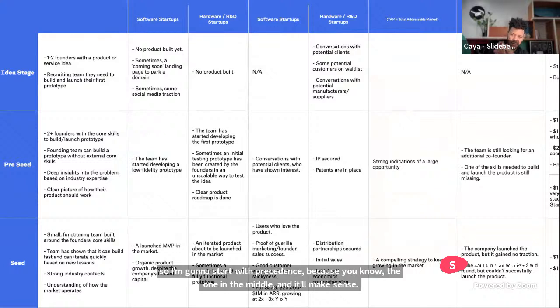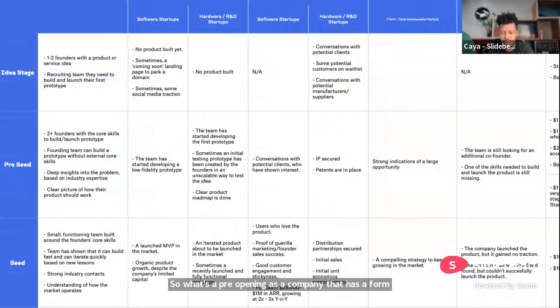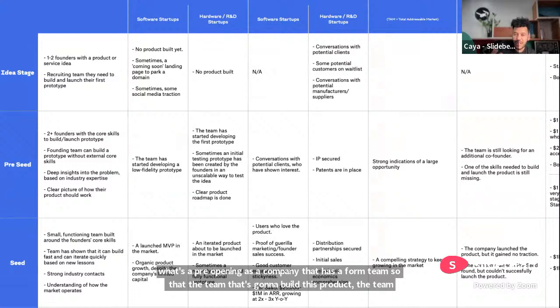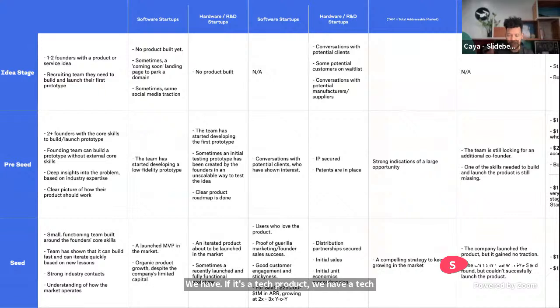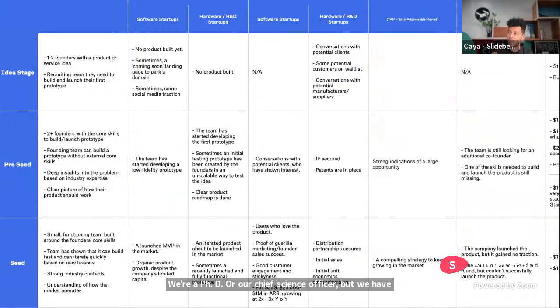So what's a pre-seed? Well, a pre-seed is a company that has a formed team, so the team that's going to build this product, the team that's going to scale it, exists. We know who they are. Maybe they haven't quit their day jobs, but we've identified them. If it's a tech product, we have a tech engineer. If it's a medical product, we have a medical engineer or a PhD or a chief science officer. But we have the core team needed to build this product. If you don't have the core team needed, that's usually a red flag, and that makes you not a pre-seed company, but an idea stage company.